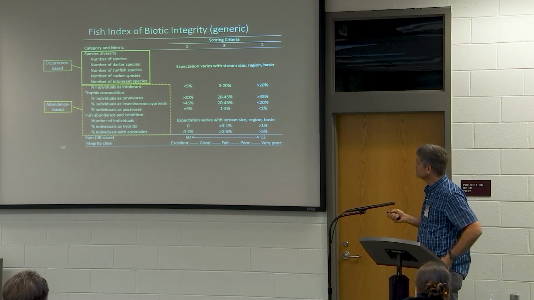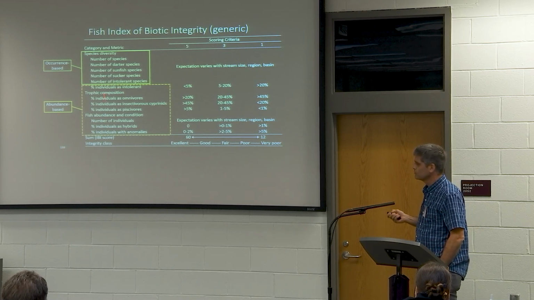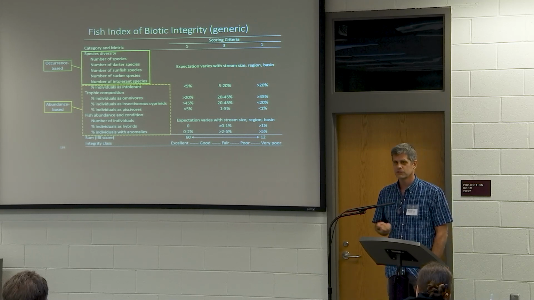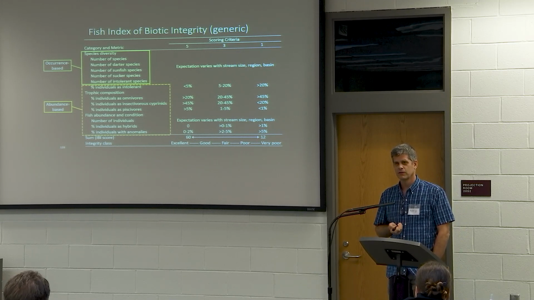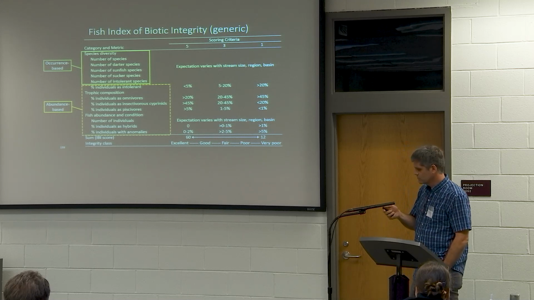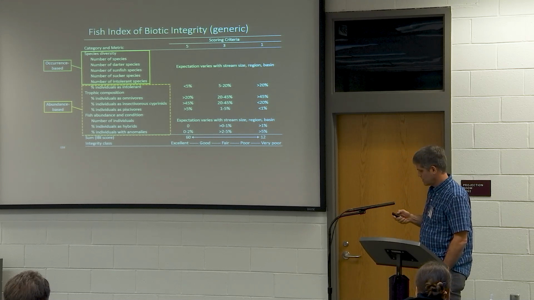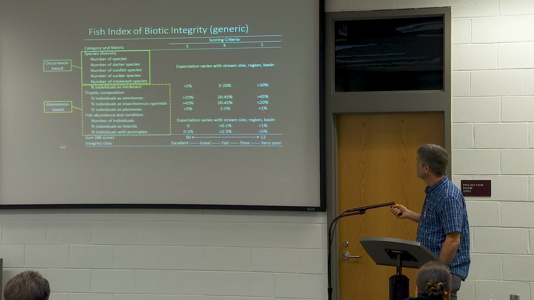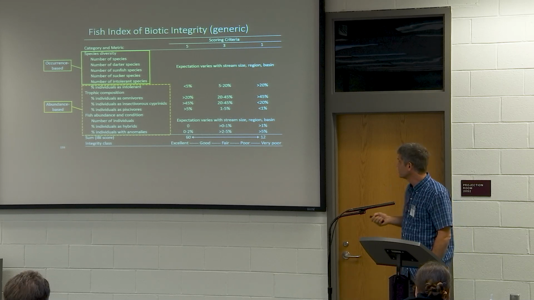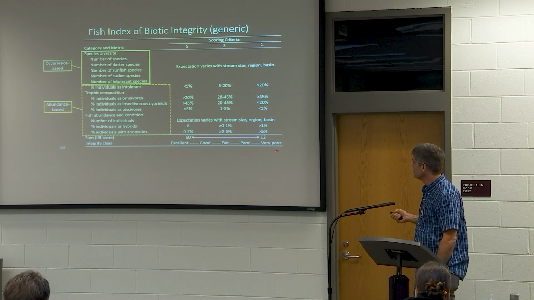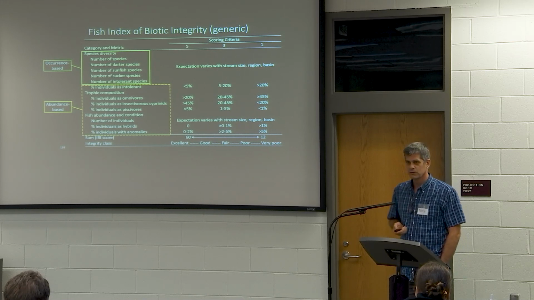And then some of those metrics have to do with how many individual fish, maybe of a given species, are occurring. So you've got two different types of metrics that go into an IBI, at least two different types. And then you sum them all up and you get one number, the index, that says either this site is very poor or excellent or something in between.